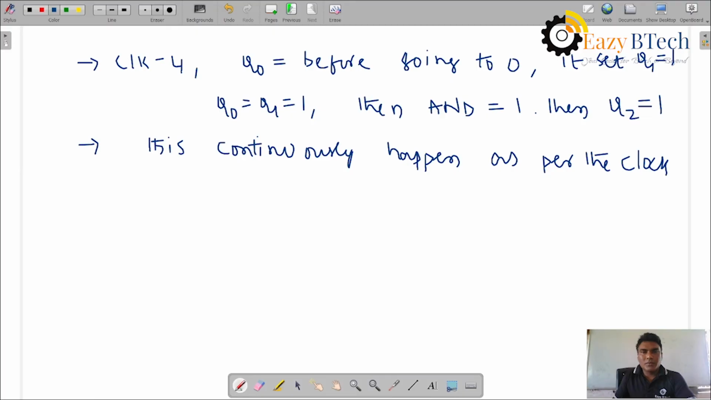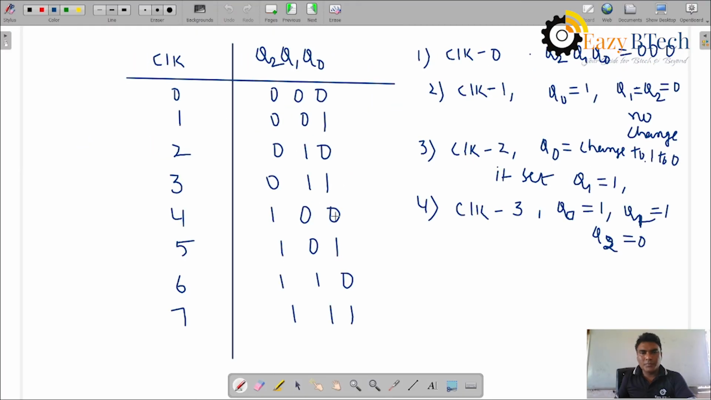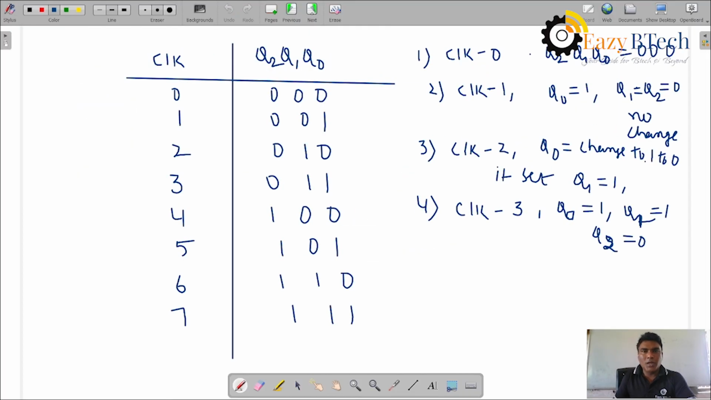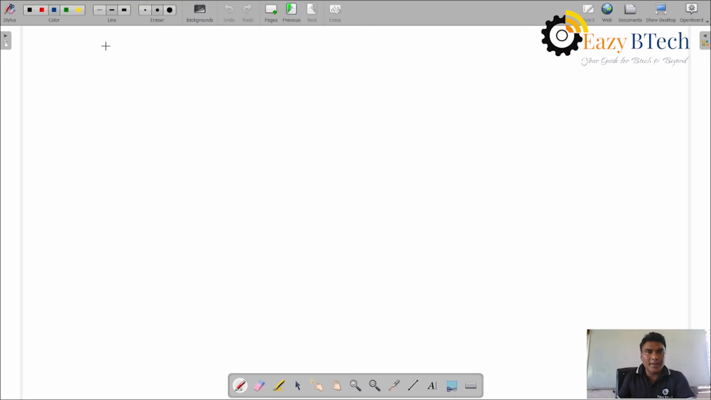Okay. Right. So before going to 0, first it sets the Q2. So Q naught 1, Q1 1. Then Q2 will be 1. So Q2, Q1 and Q naught are 1, 0 and 1... So it is the fourth clock pulse. Then it goes to 0, means it comes down to 0. This happens in the fourth clock pulse. Right? Let me see the timing diagrams.